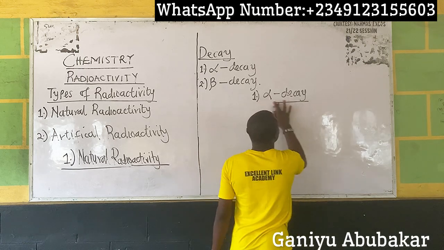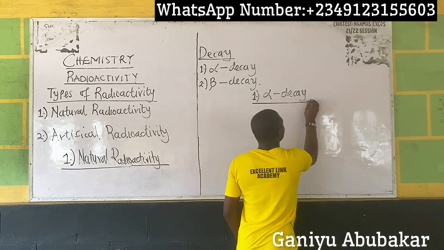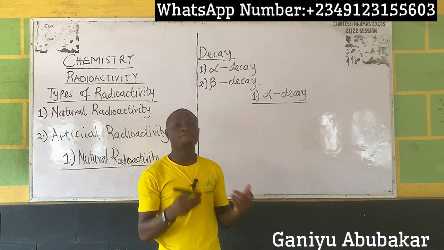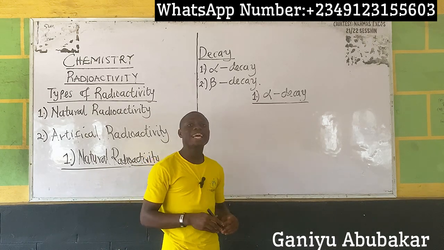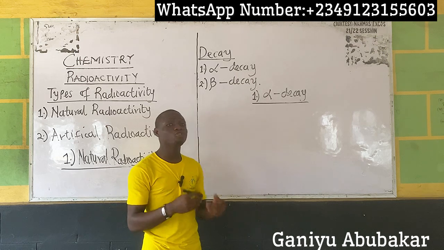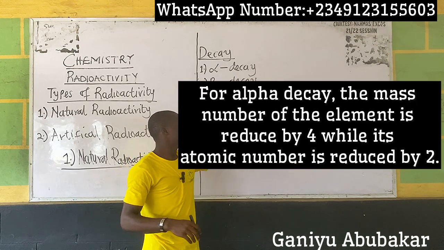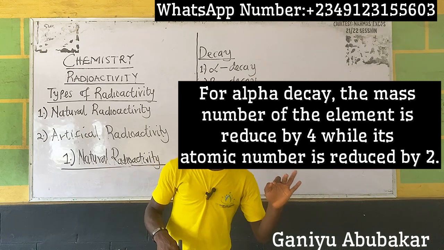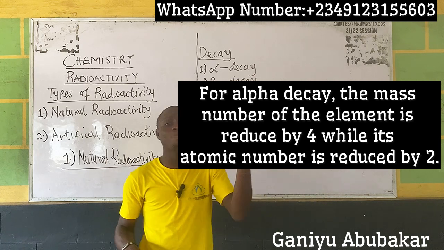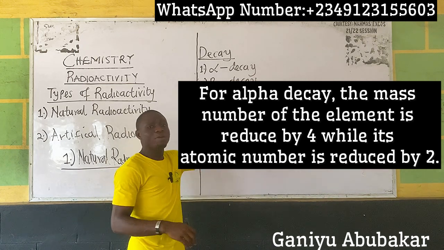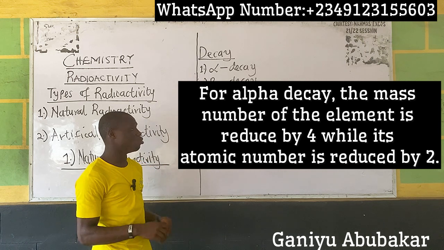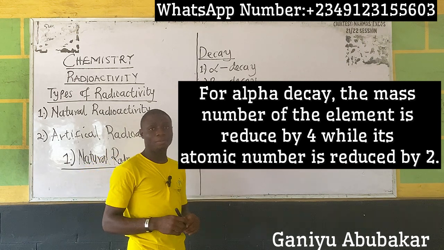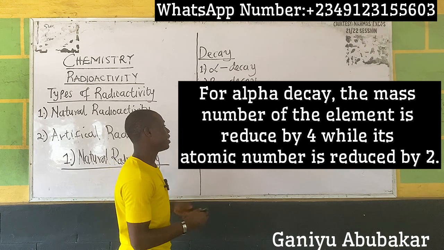For alpha decay, the atomic mass, or the mass number, is reduced by 4, while the atomic number is reduced by 2. That's how I identify alpha decay.